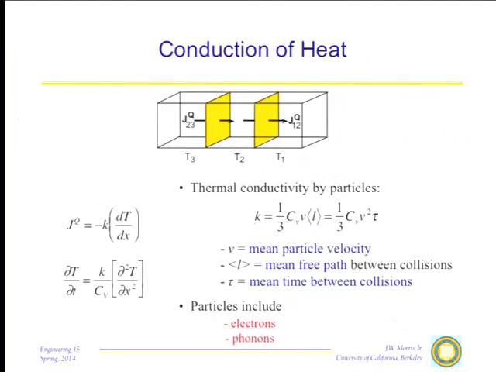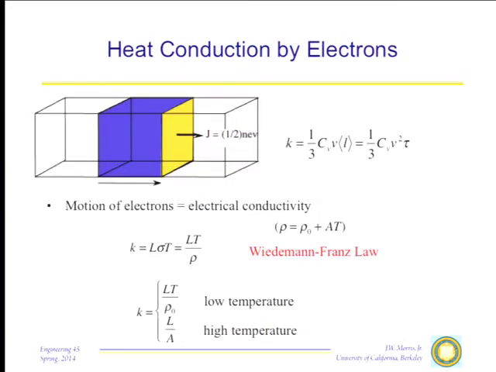Well, here's the thermal conductivity by particles. So our final result for particle conductivity is, this is Fourier's first law, thermal conductivity. Fourier's second law, thermal conductivity divided by specific heat. Thermal conductivity, 1/3 mean particle velocity, mean free path, 1/3 C_V times v squared times the mean time between collisions. Now let's talk about electrons and phonons. The easy one to talk about is the motion of electrons, electrical conductivity.